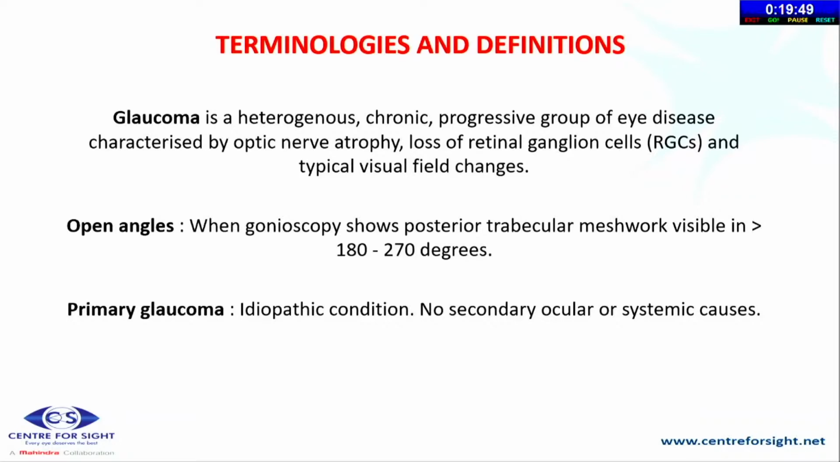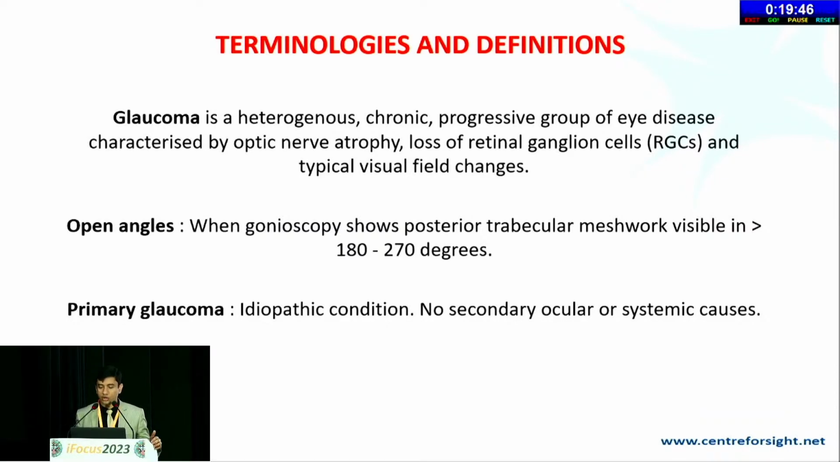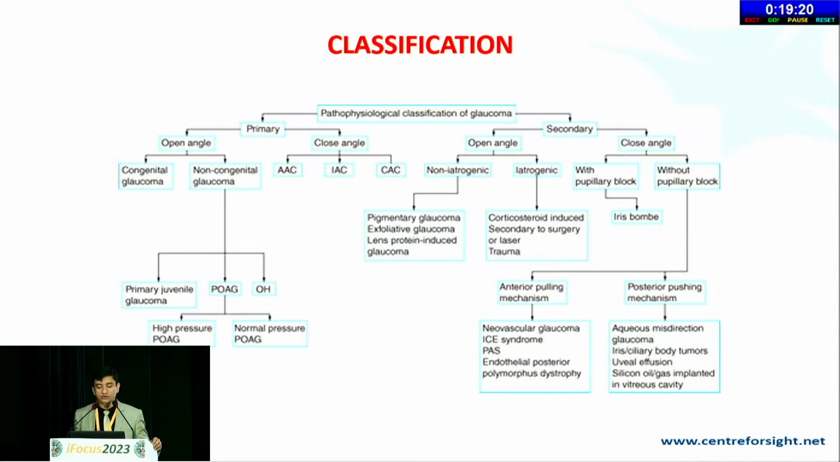To start off with, you already know glaucoma is a heterogeneous, chronic, progressive group of eye diseases which is characterized by optic nerve head atrophy, loss of retinal ganglion cells, and typical visual field changes. Open angles are when gonioscopically you can see posterior trabecular meshwork in more than 180 to 270 degrees. Primary glaucomas are when it is an idiopathic condition, with no secondary ocular or systemic causes. For the pathophysiological classification, we divide it into primary and secondary glaucomas, then gonioscopically open and closed angles.